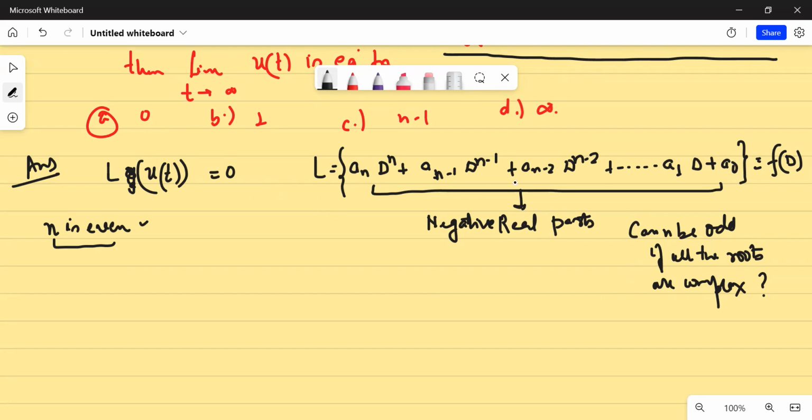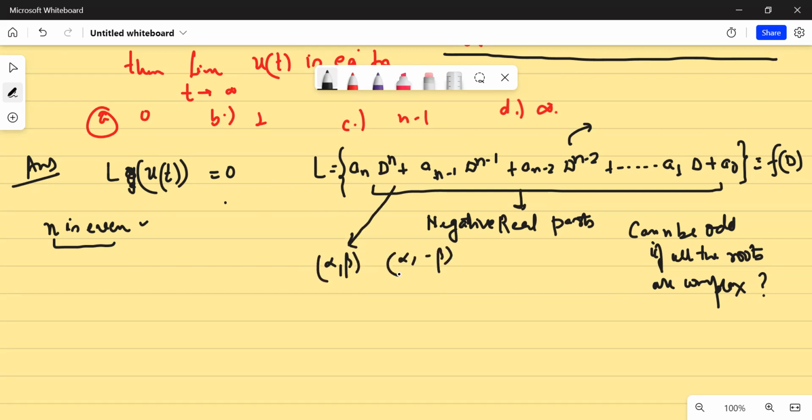I'm talking about the degree n of this polynomial f(D) that I have written, and I'm now asking: if all the roots are complex, can n be odd? No, sir. No. Why? Because complex roots come in conjugate pairs. In any case, if one root exists, then another root has to be its conjugate.